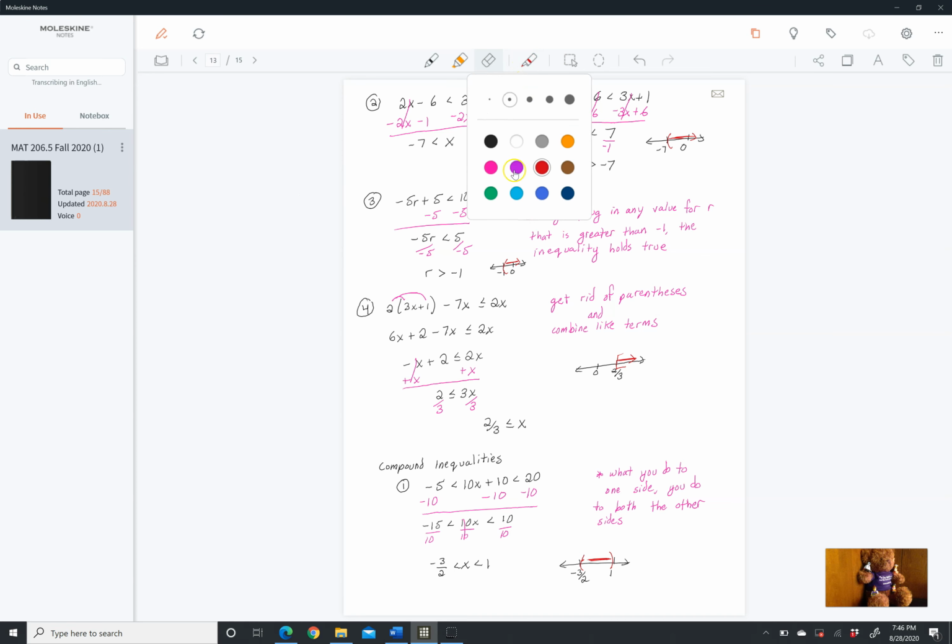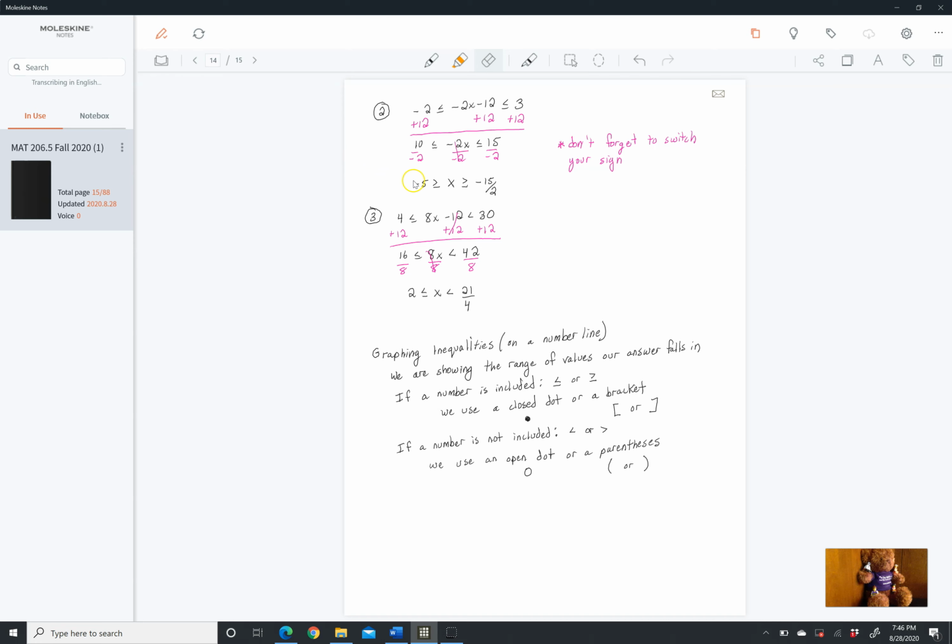The next one. So just be careful with this next one, because remember that these are greater than. The -15/2 actually comes before the -5. So just be very careful about that. And in this case, both have equal signs, so we're using brackets in both cases. And it's a compound inequality, so they both face the middle.